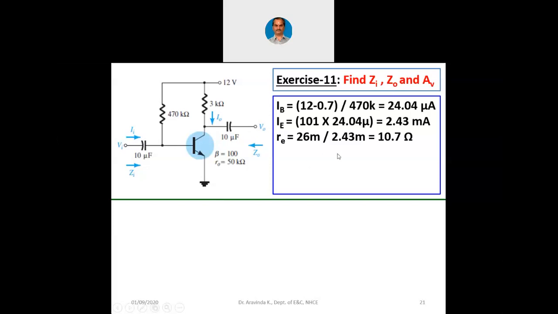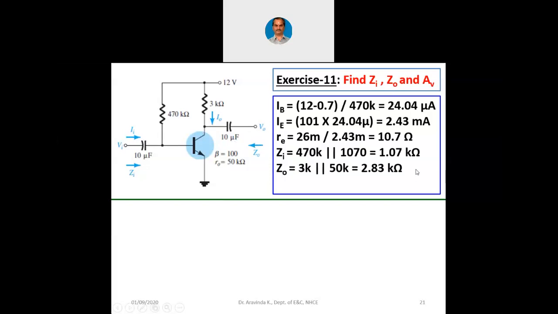Now, we will substitute this for finding out Zi. Zi is RB parallel with beta into re. RB is 470K, 10.7 into 100 is 1070. You can see the input impedance is 1.07 kilo ohms here. Even though RB is 470 kilo ohms, we are getting the input impedance much lesser. That is why that RB is ignored.